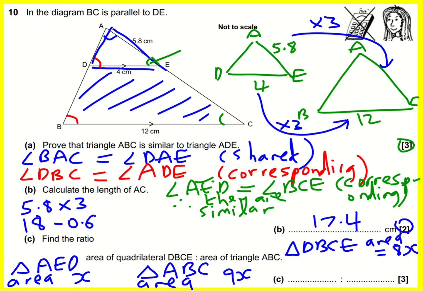And that means we're pretty much there. So the area of ABC is this really large one, that's going to be 9x. And then the area of the quadrilateral is going to be 8x. That's the ratio. So 8x to 9x, which we can then simplify to 8 to 9. That's the trickiest question in this paper so far, I think, but hopefully that makes sense. We've done this similar triangles question.